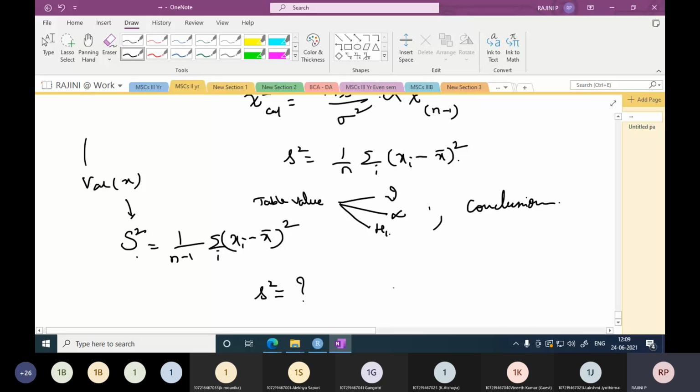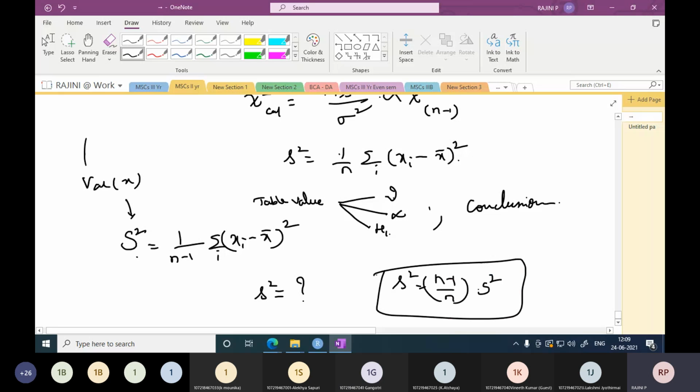What is the small s square formula? This is the small s square formula. But based on the capital S square, I want to find the small s square. How can I do it? N minus 1 by n into capital S square. Very good. We have seen this in the F distribution, how to do the conversion. Summation xi minus x bar whole square is nothing but n minus 1 times capital S square, which is n s square. So small s square is n minus 1 by n into capital S square. Did you understand how to find the small s square? Yes, ma'am.